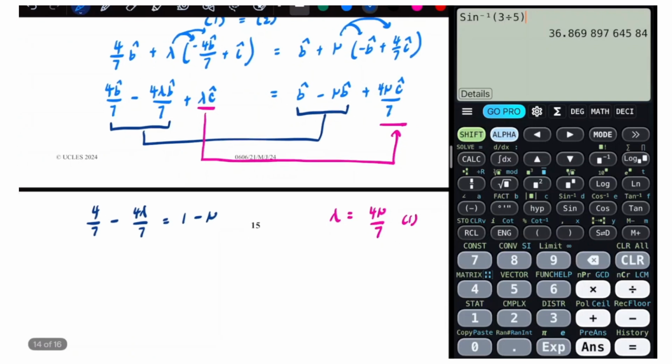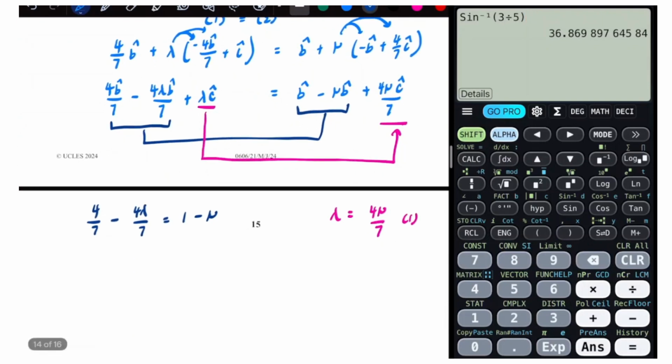Let me simplify this real quick. So mu will be equal to 4 lambda over 7 plus 1 minus 4 over 7. I'm going to simplify it. So that's going to be plus 3 over 7, right?